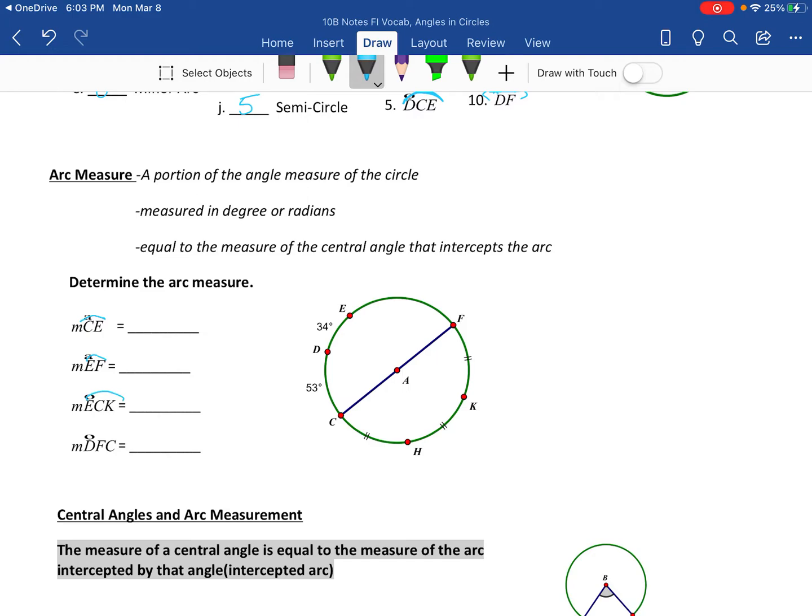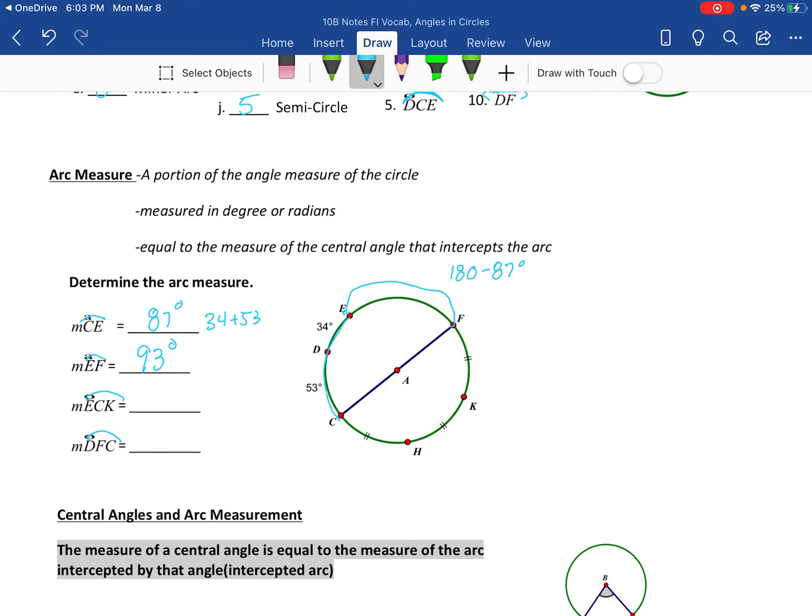I don't know why these came out so funny. Okay, so the measure of arc CE would be the sum of 34 and 53, which would be 87 degrees. EF, well, that's going to be 180 minus 87, which is 93 degrees.